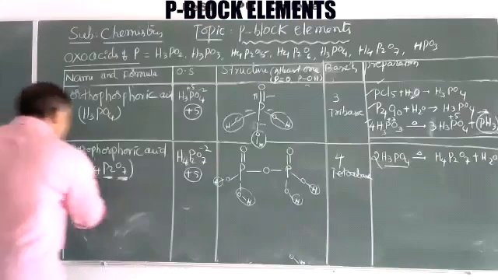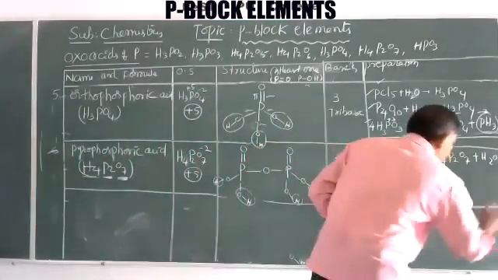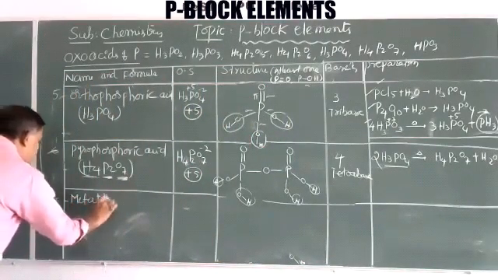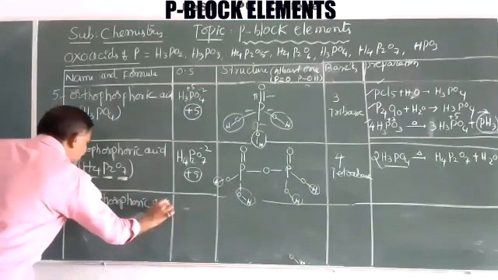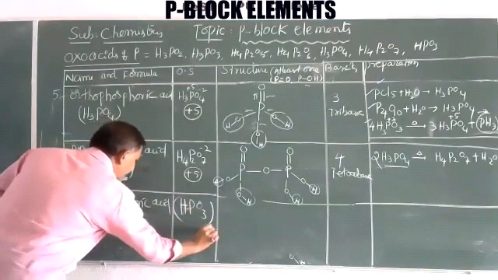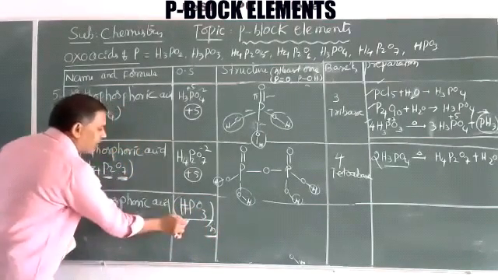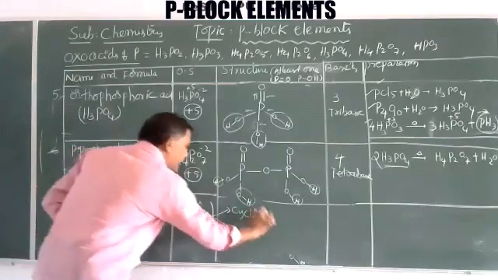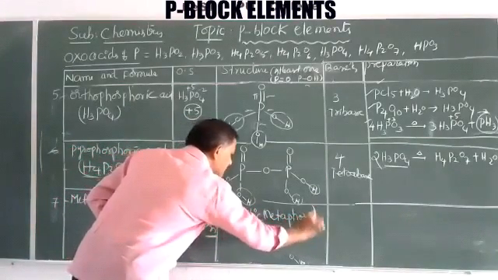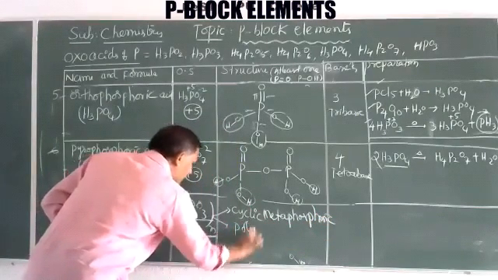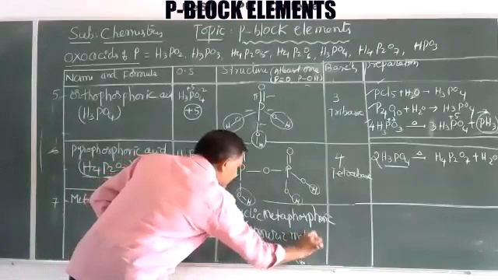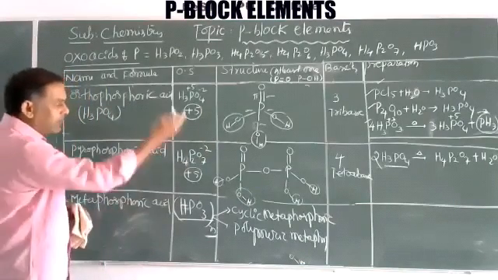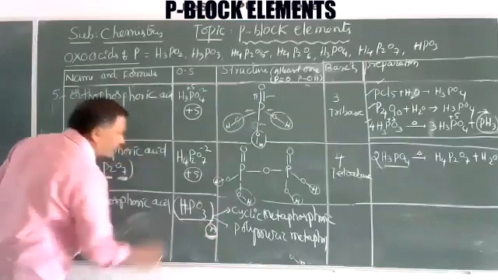Then the last one, one of the most important, is metaphosphoric acid. Our 7th one is metaphosphoric acid. Its formula is (HPO3)n. Here n indicates the number of metaphosphoric acid molecules. Here it forms 2 important groups. One is cyclic metaphosphoric acid, and the other is polymeric metaphosphoric acid. I'll explain these 2 important structures. Its basicity changes based on the number of n molecules.